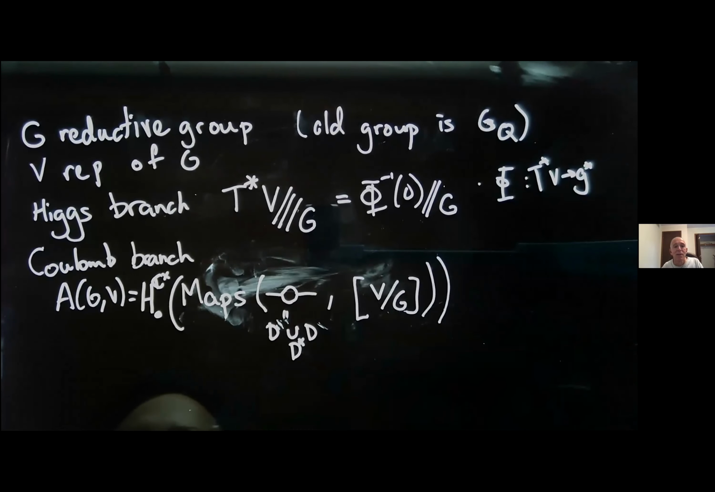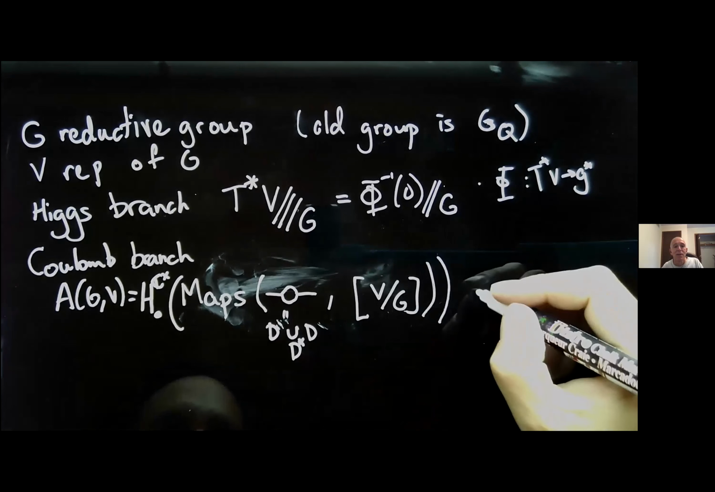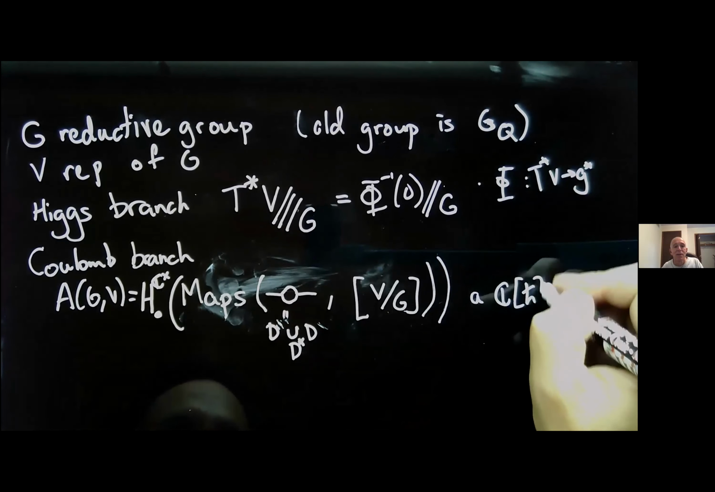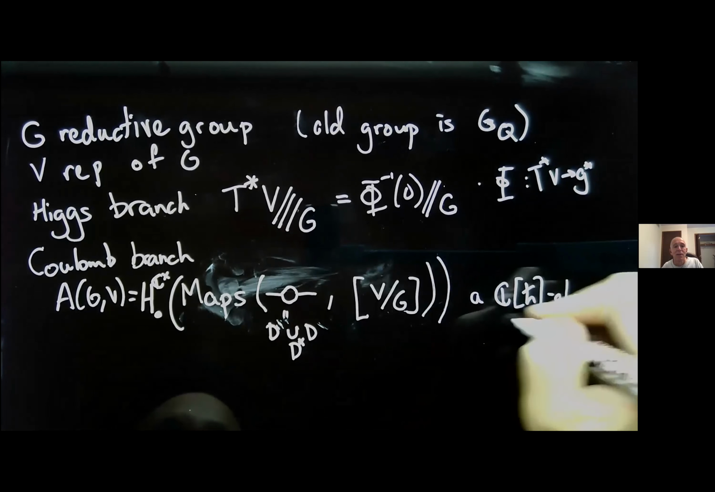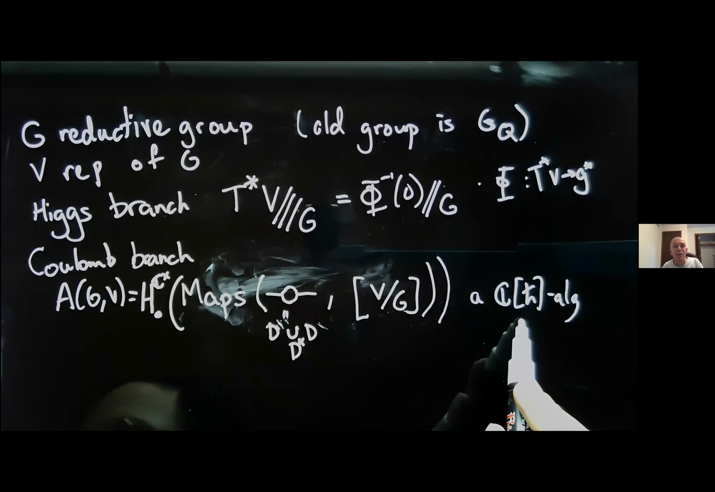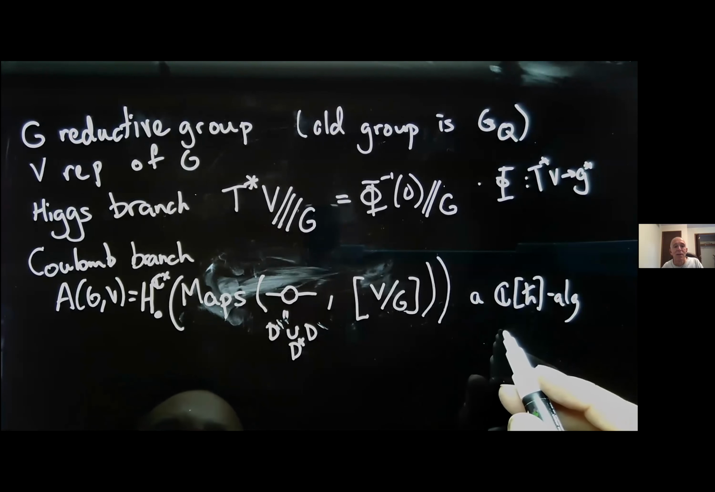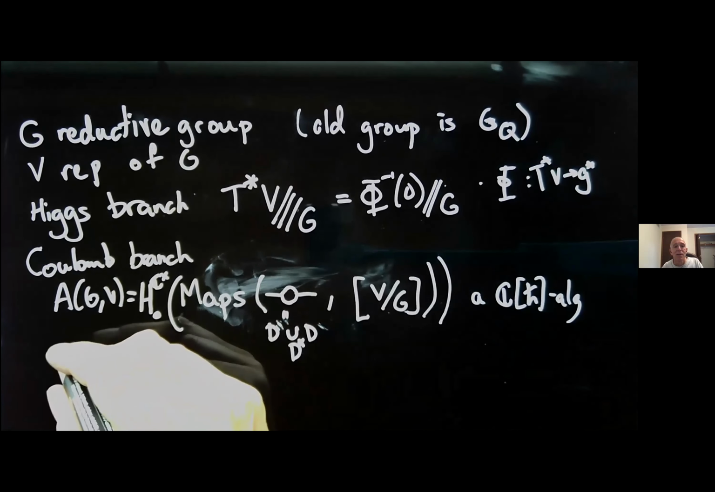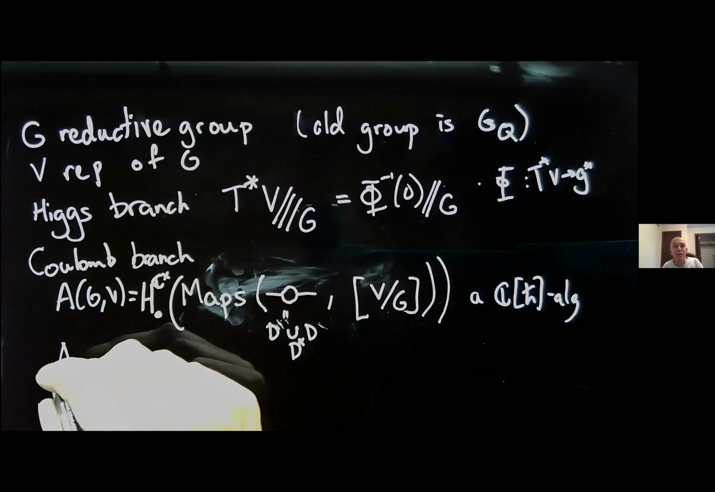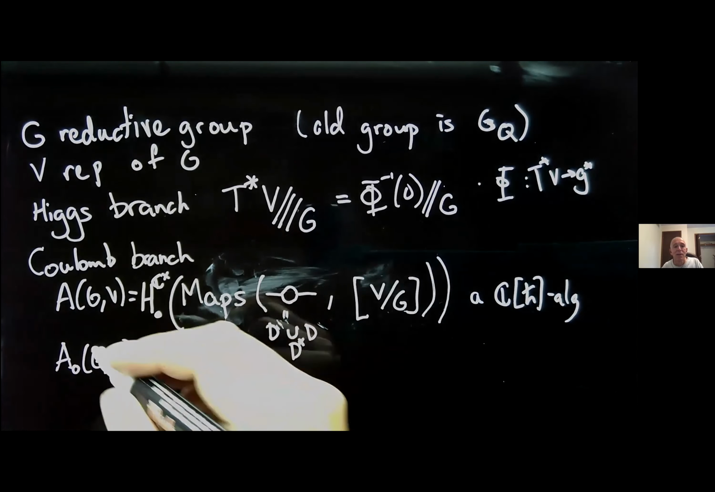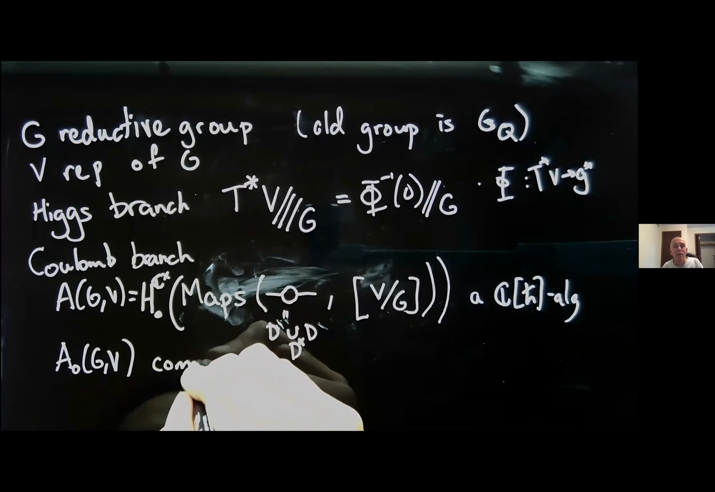So that's this Coulomb branch algebra. It's a C[h] algebra, C[h] bar algebra, where this C[h] bar is the C star equivariant cohomology of a point. And then we can specialize it at h equals 0 or at h equals 1. If we specialize at h equals 0, I'll write A_0^{G,V}, and that's the specialization at 0. And this is a commutative algebra now.